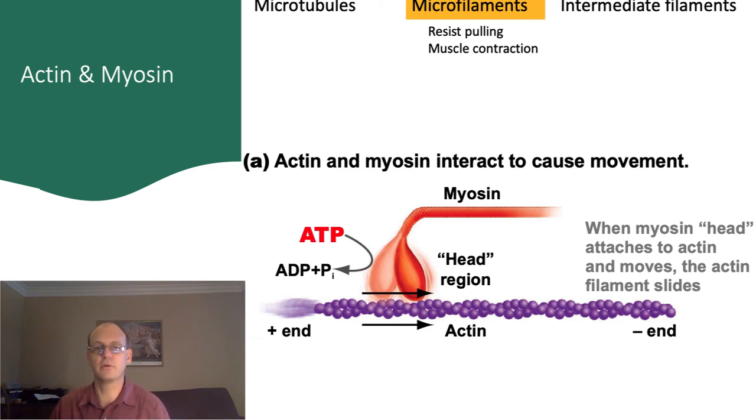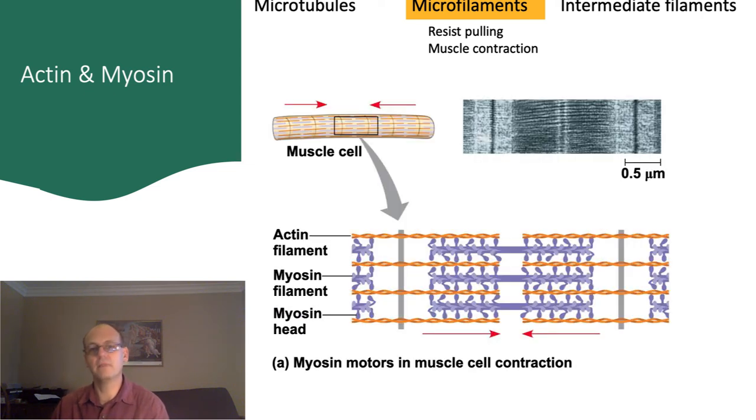Microfilaments have a motor protein associated with them, and it's called myosin, and like kinesin, walks toward the positive end of the microfilaments. In muscle cells, the arrangement of actin and myosin within the cell allows a lot of force to be generated, and the cell actually shortens as the myosin pulls past the actin.